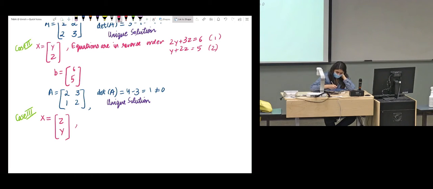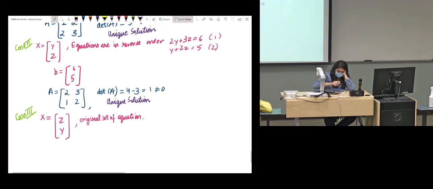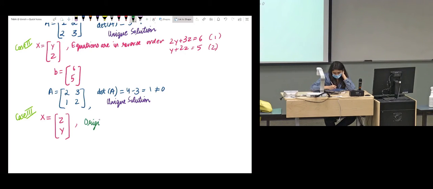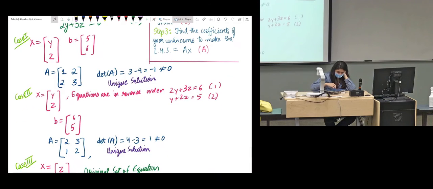And I want my equations in the same order, so the original set of equations. I want this in green actually. Sorry. So the original set of equations that we had before. From there, we get b is 5 and 6, like we had before.